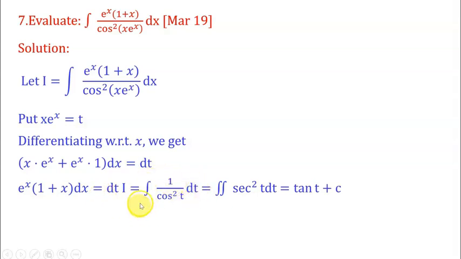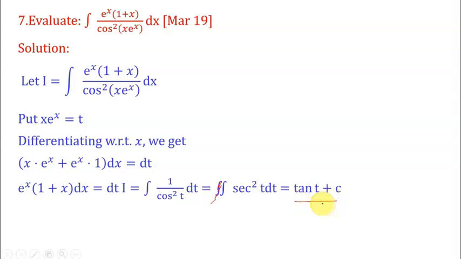And here the integral of 1 upon cos square t. Again, the sign of integration cancels here. Therefore, the integral of 1 upon cos square t means sec square t, and the integral of sec square t is tan t plus c.